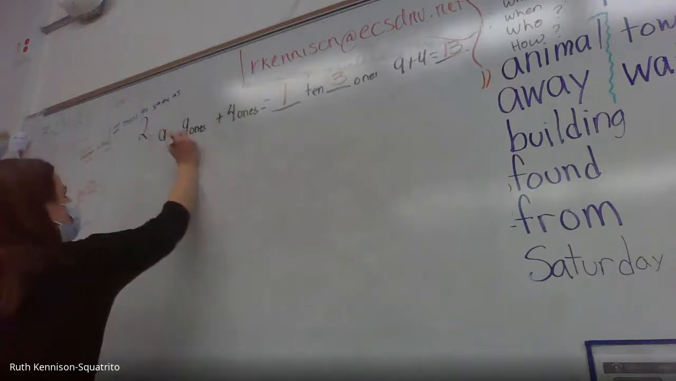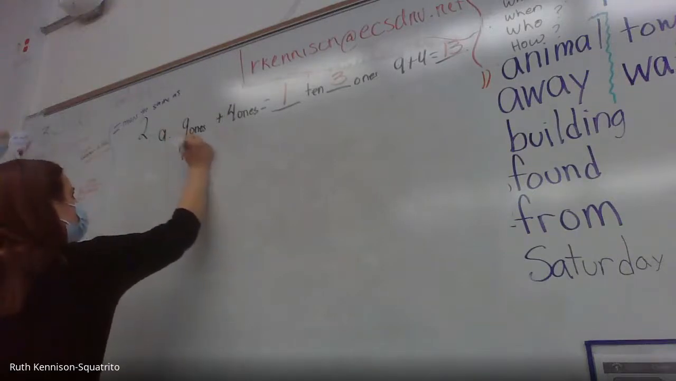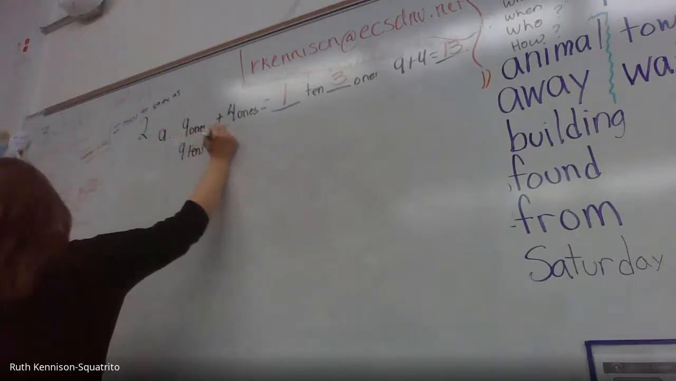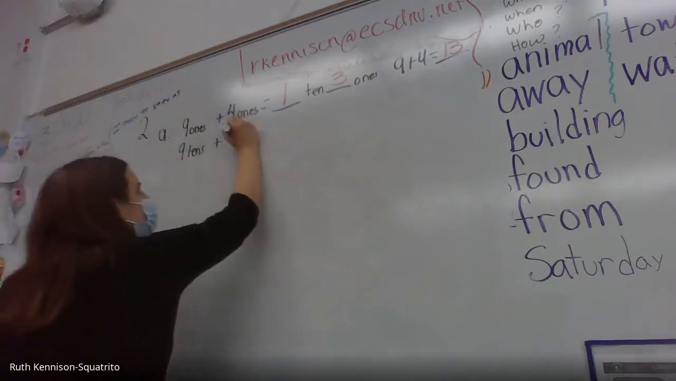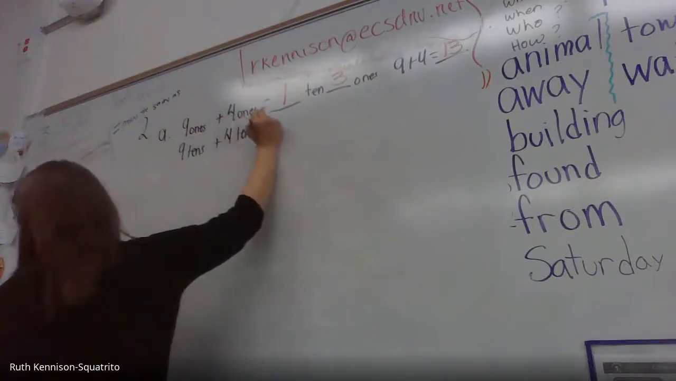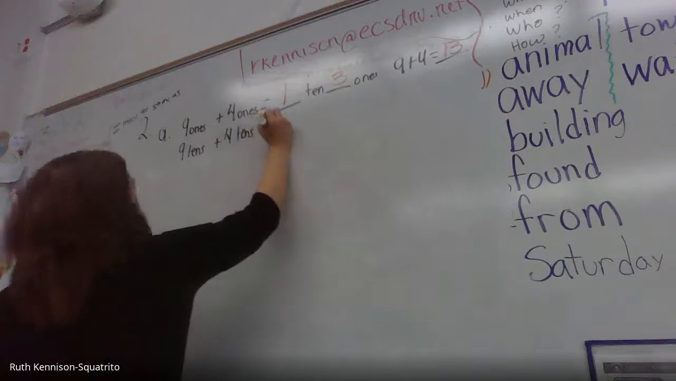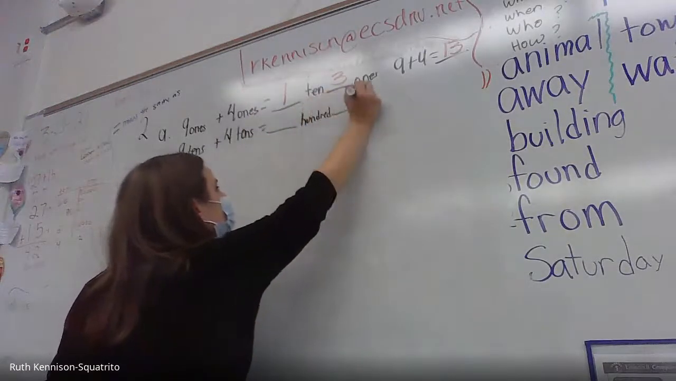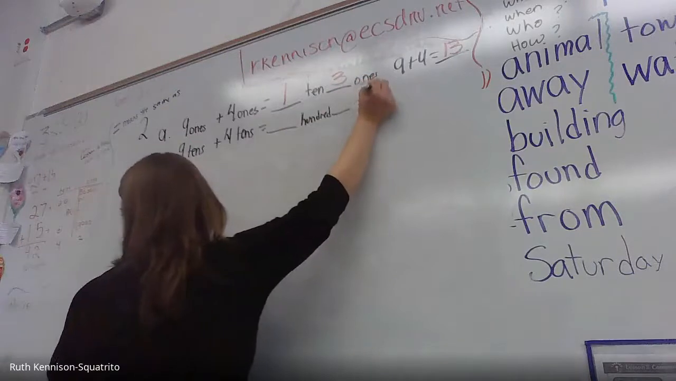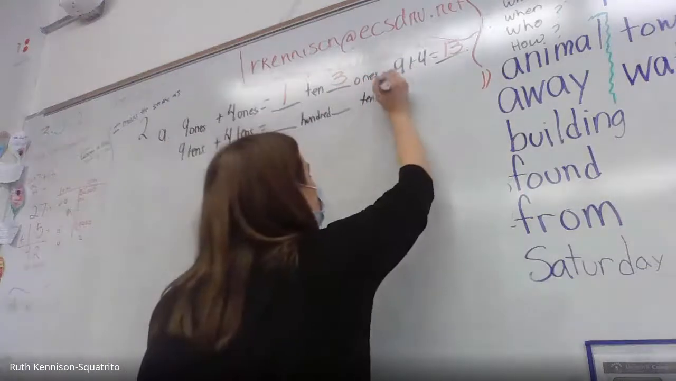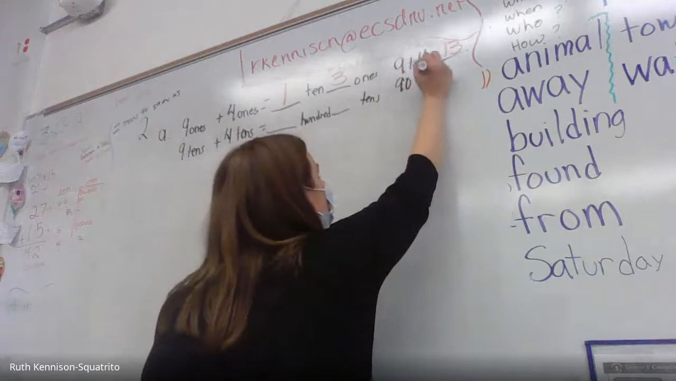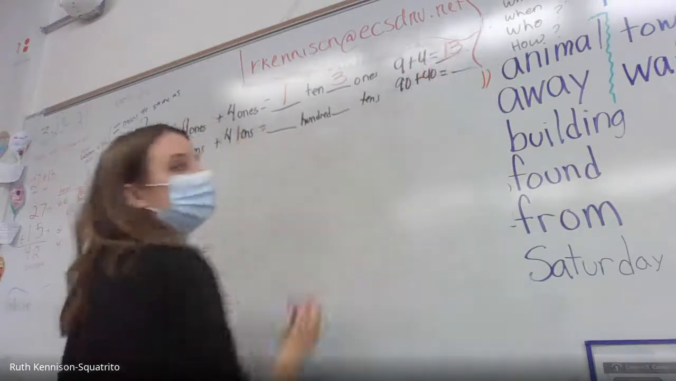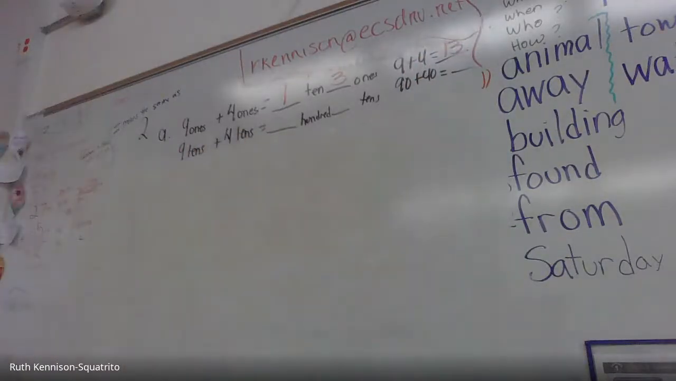Lesson 17 problem 6. And then it says 9 tenths plus 4 tenths equals blank 100 blank tenths. And then it says 90 plus 40 equals what? Okay, can I help you?